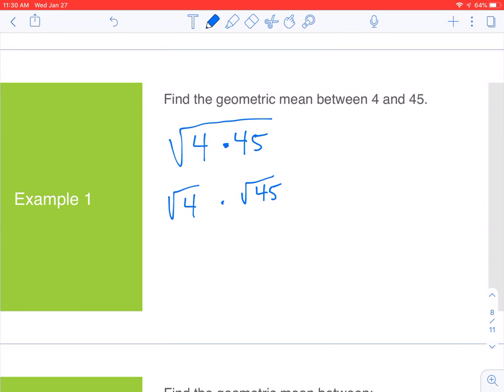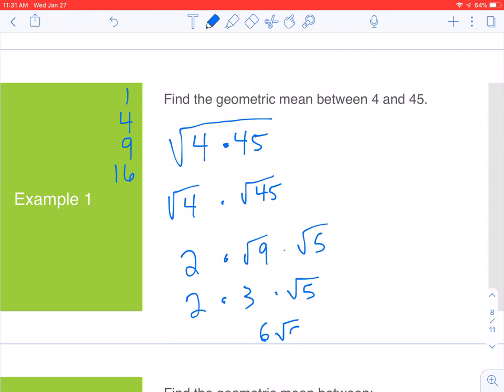We know the square root of 4 is 2. What is the square root of 45? Well, here's my factors again. I'm going to go up until I get less than half of 45. So what I would do is I would say, what's 45 divided by 16? It doesn't work. What's 45 divided by 9? And it is 5. So I have root 9 times root 5. And now I do 2 times 3, because that's the square root of 9. And my answer is 6 root 5.